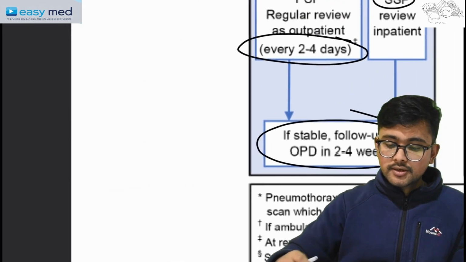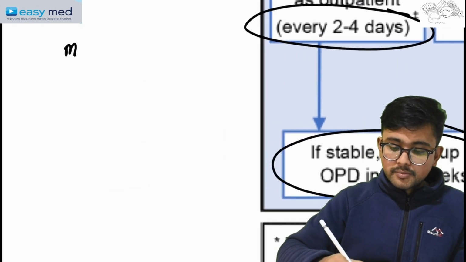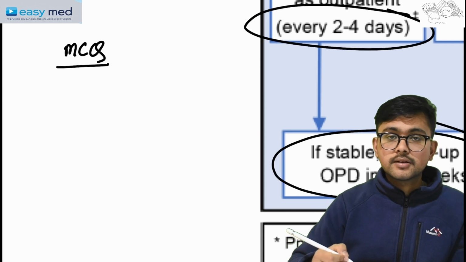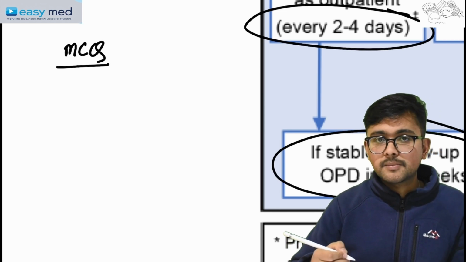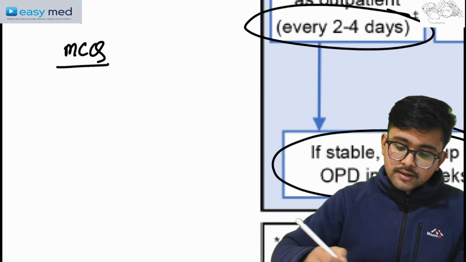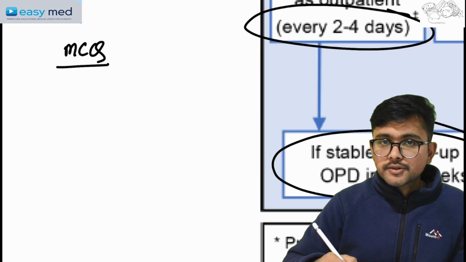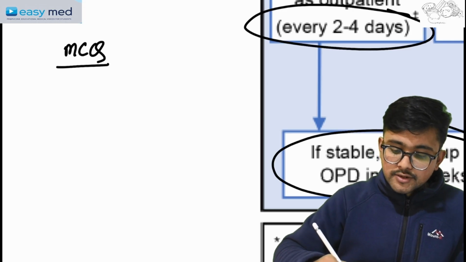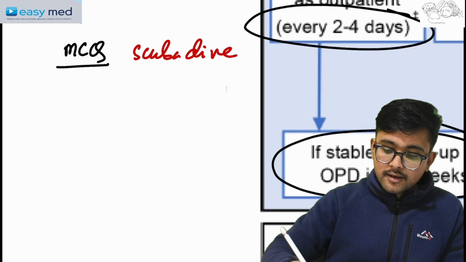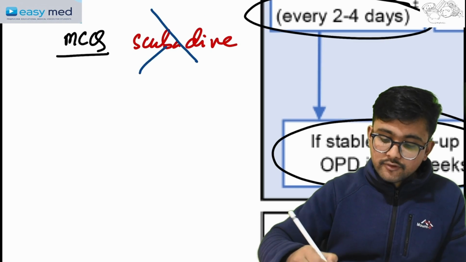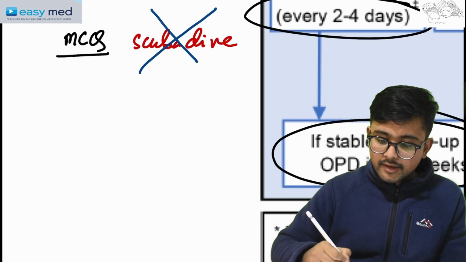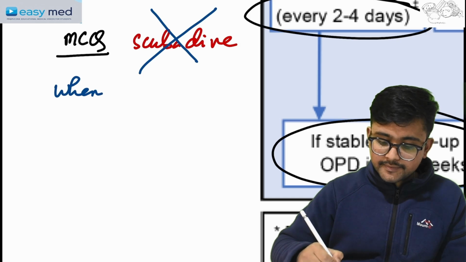However, one thing that you need to understand here, and this can also be an MCQ question, and also some patients with primary spontaneous pneumothorax might ask you this. Any patient with primary spontaneous pneumothorax, if they ask you, doctor, can I scuba dive? You have to say this patient is banned for life for scuba diving. However, if they ask you, when can I travel by air?